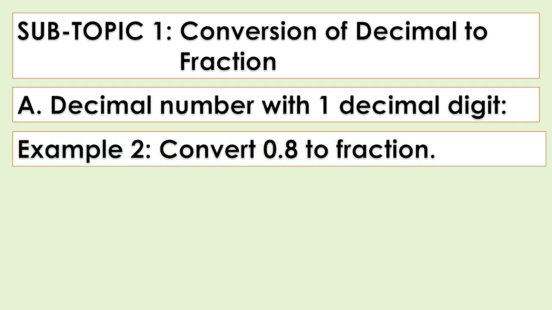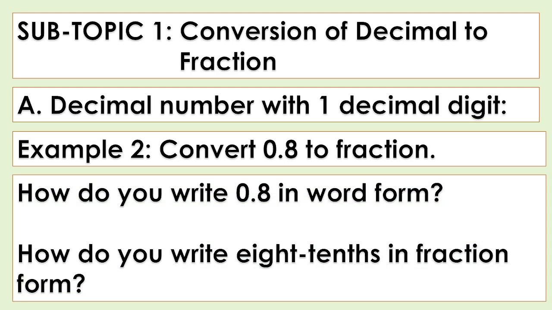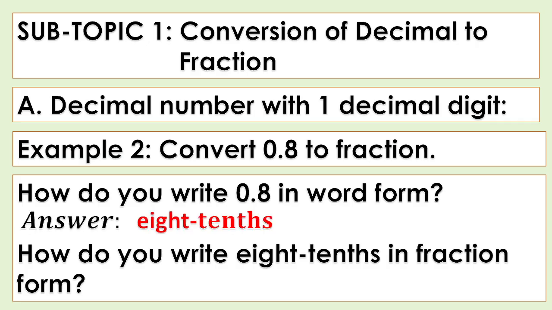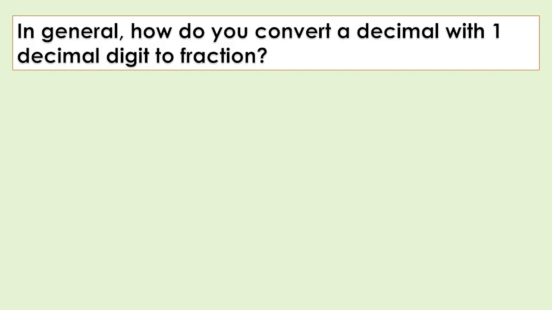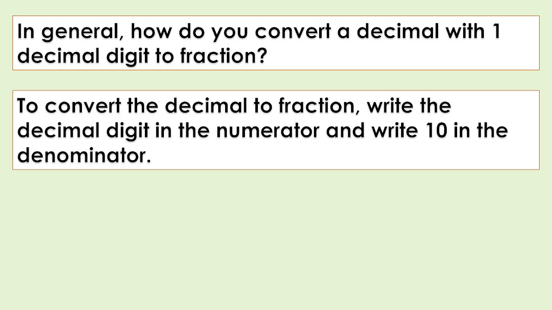Example 2. Convert 0.8 to fraction. How do you write 0.8 in word form? So we have here the answer 8/10. How do you write 0.8 in fraction form? So the answer is. In general, how do you convert a decimal with one decimal digit to fraction? To convert the decimal to fraction, write the decimal digit in the numerator and write 10 in the denominator.